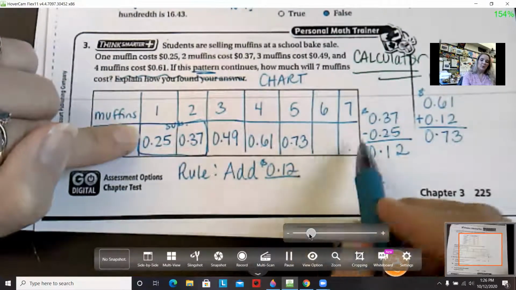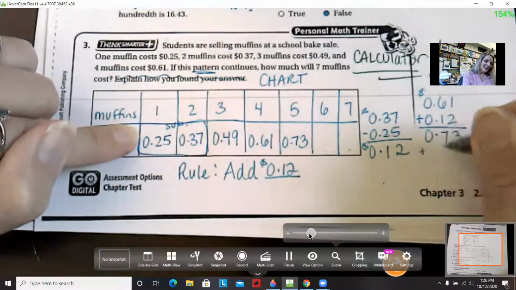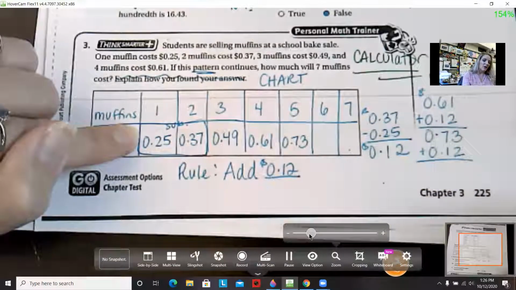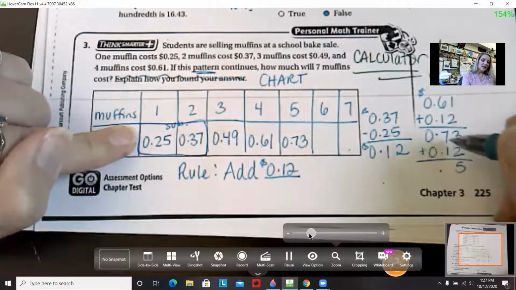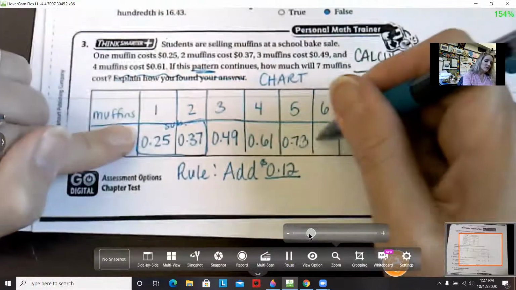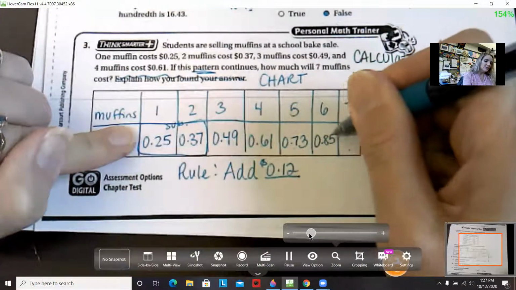You might even be able to fill these in your head. Let's add another 12 cents to find our 6th muffin. Bring down that decimal. 3 plus 2 is 5, and 7 plus 1 is 8. We have 85 cents for our 6th muffin.